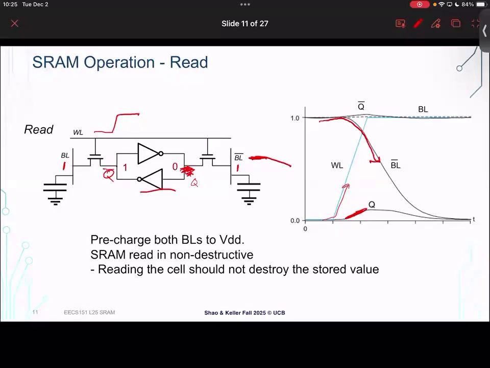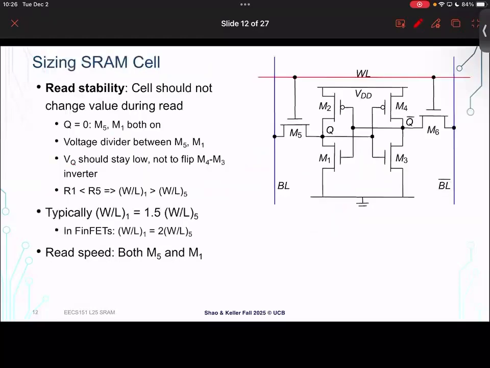So let me talk now exactly about the sizing challenges that we need to solve, and then we'll take any questions about the write operation and the read operation. So there's 2 constraints that we need to be careful about. One is read stability. This is what we just talked about. The cell should not change the value during read.